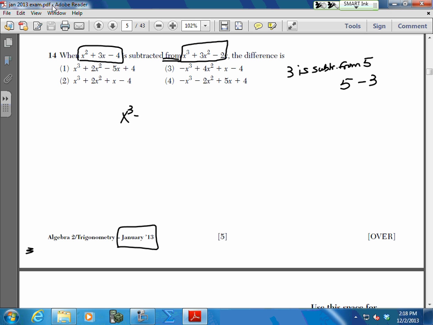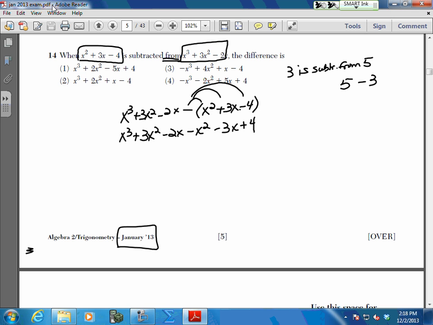X cubed plus 3x squared minus 2x minus, and you must put parentheses around this grouping that you're subtracting. You're not subtracting the first term, you're subtracting the group of them. So distribute your subtract sign. X cubed plus 3x squared minus 2x minus x squared minus 3x, be careful of the last one, plus 4.